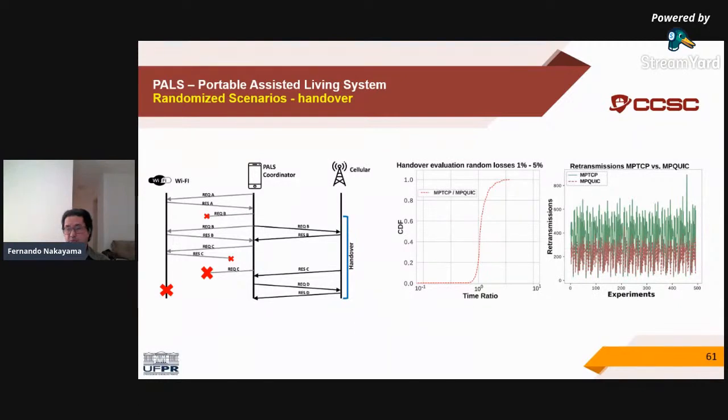The results show that both MPTCP and MPQUIC are efficient in performing the handover between the paths, with MPTCP being faster in about 30% of the emulations and MPQUIC being faster in 70% of the emulations. Also, PALS MPQUIC needs fewer transmissions while transferring the workload, which can benefit energy efficiency in the portable gateway.